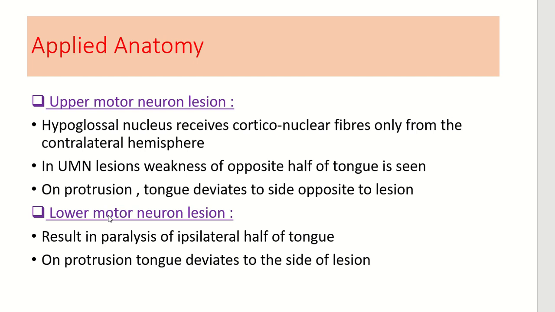In the lower motor neuron lesion, it happens when there is a nuclear or an infranuclear lesion, and this results in paralysis of the same side half of the tongue, or the ipsilateral tongue. So on protrusion, as you know, the tongue will deviate towards the paralyzed side, that is the side of the lesion, in case of lower motor neuron lesions.